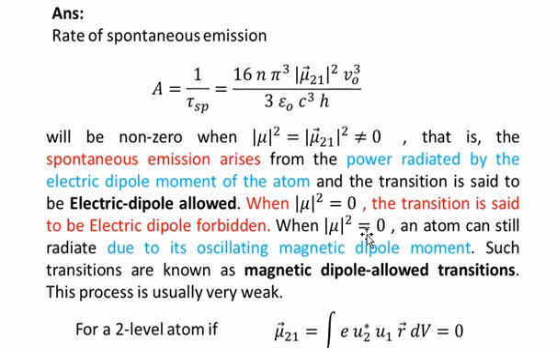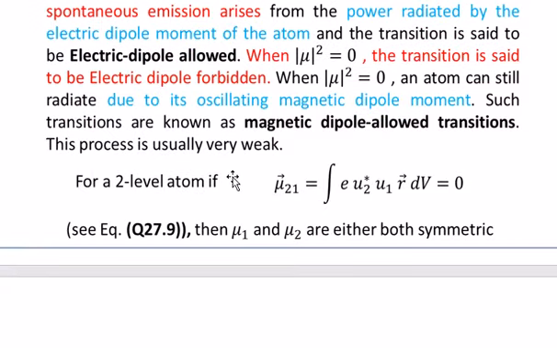When the absolute square of μ is equal to 0, an atom can still radiate due to its oscillating magnetic dipole moment. Such transitions are known as magnetic dipole allowed transitions. The process is usually very weak.